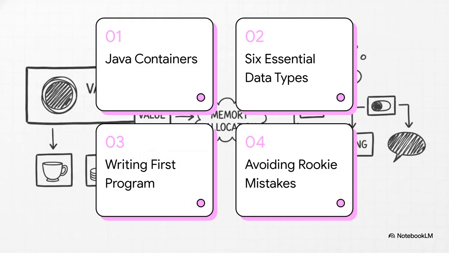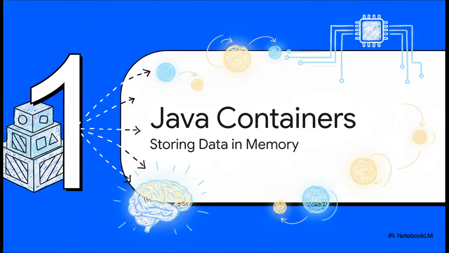So here's our quick roadmap for the day. First, we'll meet your Java containers. Second, we'll look at the 6 essential data types. Third, we'll actually write your first program. And fourth, we'll cover how to avoid those common rookie mistakes. All right, section 1. Meet your Java containers and storing data in memory.